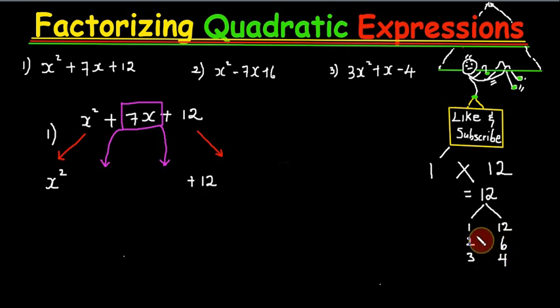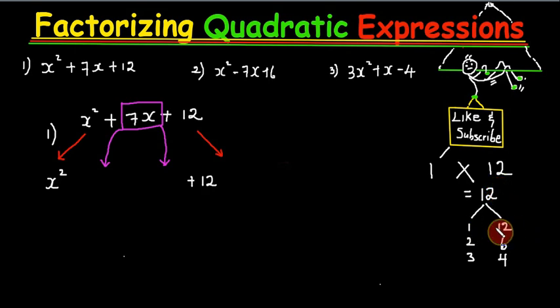Our aim, when we multiply the left side by the right side, we must get 12. When we add them, we must get our belly, which is 7x here. Now these numbers represent coefficients of x. If we had y squared plus 7y plus 12, then the numbers would represent coefficients of y. But in this example, we are using x. So 1 by 12 will give us 12. Correct.